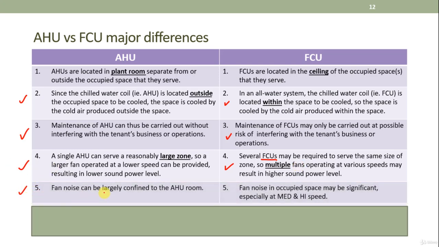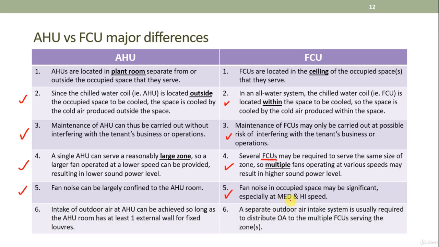The fan noise is confined within the AHU room, which is usually well insulated, so the noise doesn't really affect the occupants. Whereas for FCU, it is hard to prevent the noise, especially when the fan coil unit is operating at a higher speed, for example, a medium speed or high speed.